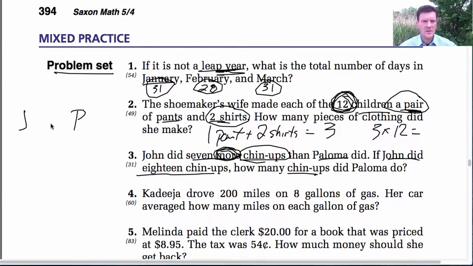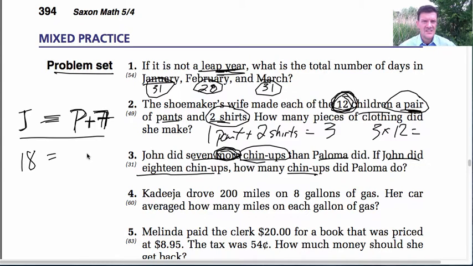John did 7 more. So if I wanted to equate these, Paloma would have to do 7 more chin-ups in order to match John. So if I take Paloma's number and I add 7 to it, then it would equal John. So notice this little equation here showing me John's number of chin-ups would equal Paloma's if Paloma added 7 more to hers. Okay? John did 7 more than Paloma. That's what that means. John did 18. So how many chin-ups did Paloma do?